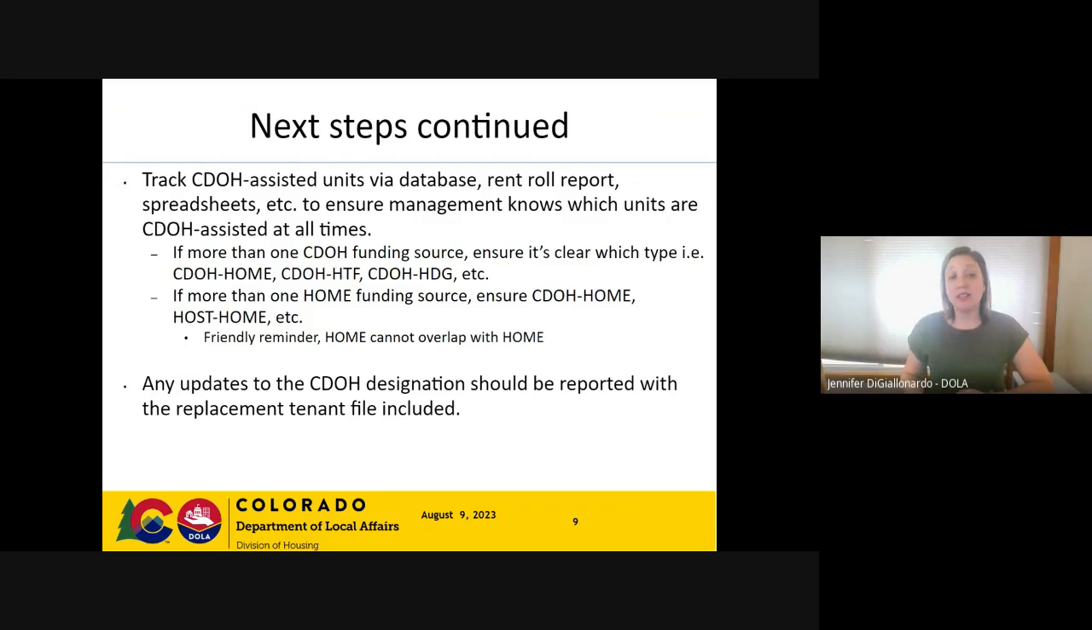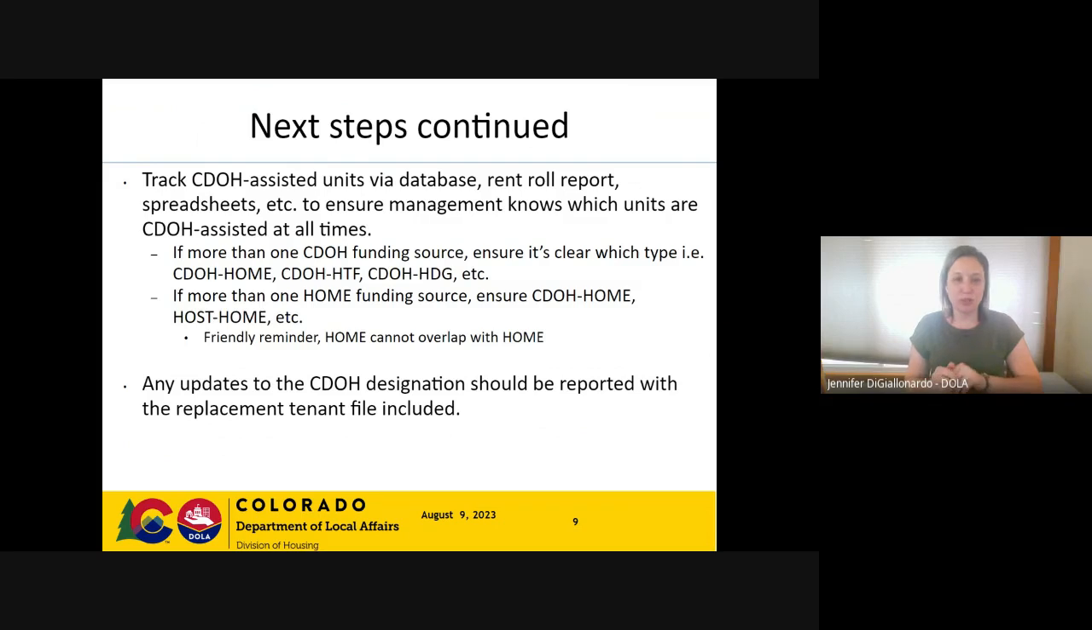If there are more than one CDOH funding source, ensure that it's clear which type of funding it is. So if we have HOME and Housing Development Grant, we want to make sure you specify CDOH-HOME, some kind of example of that. If there is another, say HOME is another funding source, we want to make sure that Division of Housing's HOME and another agency's HOME are treated separately, and making sure that we know who is that agency it's tied to. As a friendly reminder, we cannot overlap HOME with another HOME or Housing Trust Fund, making sure that we do not overdo that subsidy amount.